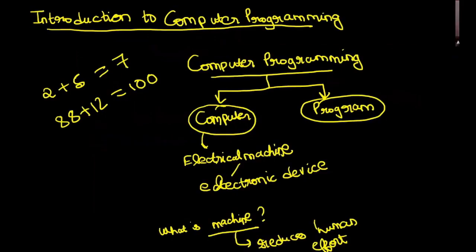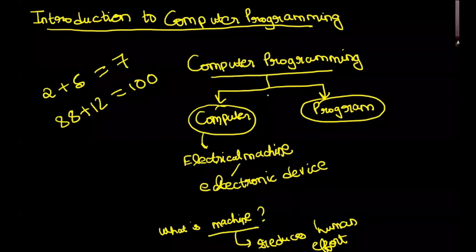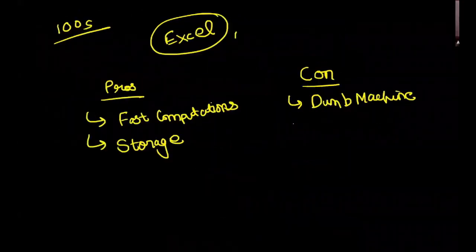Okay. So with this, I feel that you have got a pretty decent idea of what a computer exactly is, like what computers are, right? Now let's come to the second word, program, right? So what is a program, guys?